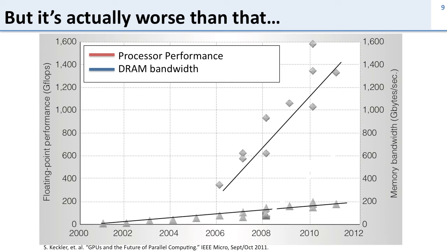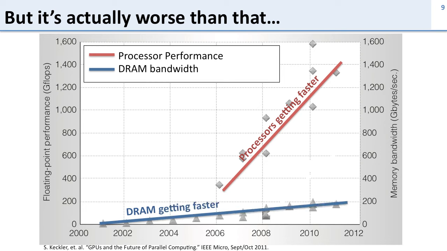So it's actually worse than what I showed you in the picture before. Let's take a look at the historical trends. So here's how fast processors are getting faster, enormously faster. And this is because we can just put more and more cores on them and they can process faster and faster. Here's how fast DRAM is getting faster.